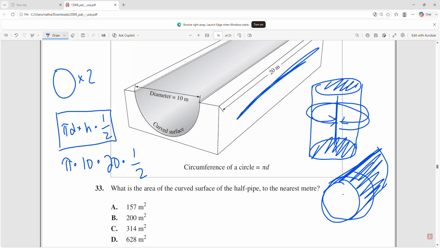Okay, so let's punch that into our calculator. And I don't know if I have pi in here. I'm just going to use 3.14. So times 10 times 20 divided by 2. And I get 314 meters squared. And there we have it. Okay, moving on. So that was a surface area question.